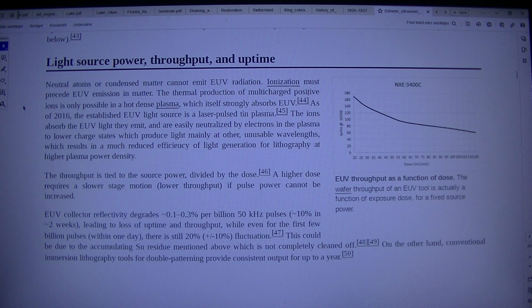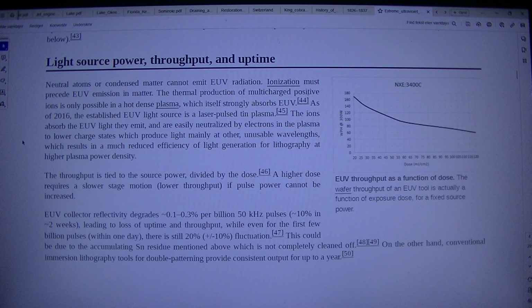Neutral atoms or condensed matter cannot emit EUV radiation. Ionization must precede EUV emission in matter. The thermal production of multi-charged positive ions is only possible in a hot dense plasma, which itself strongly absorbs EUV. 44. As of 2016, the established EUV light source is a laser pulsed tin plasma.